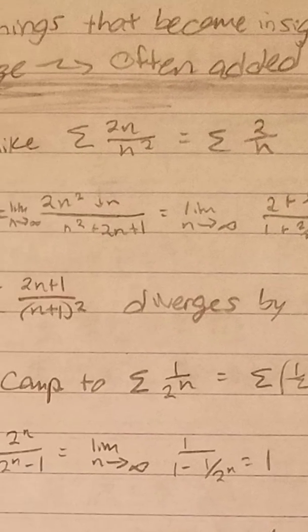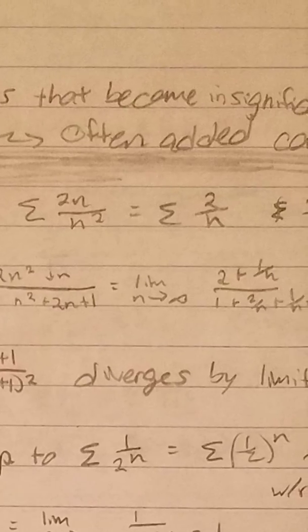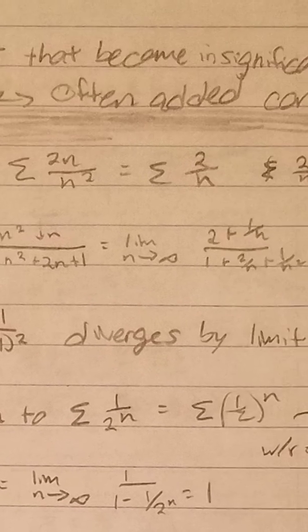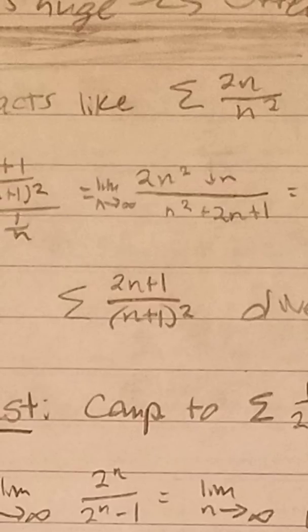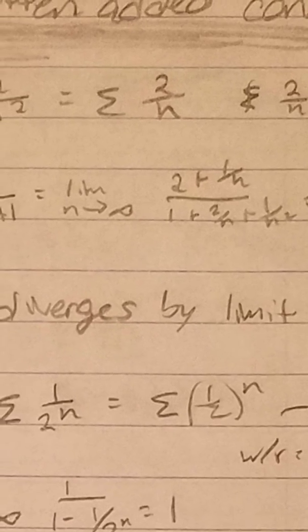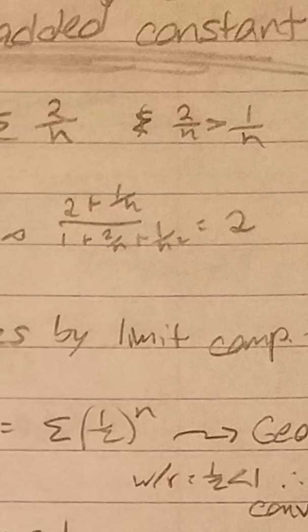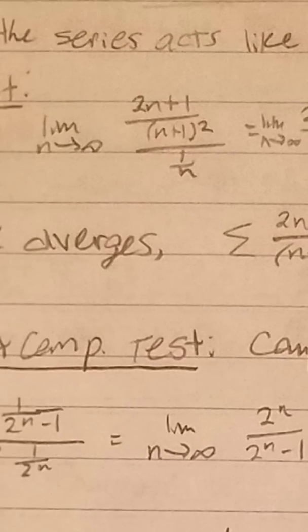Therefore, it's going to act the same way as the summation of 1 over n. What does the summation of 1 over n do? Well, we know that diverges. Therefore, this series, the summation of 2n plus 1 over n plus 1 squared, diverges by the limit comparison test. Yay! Happy day!